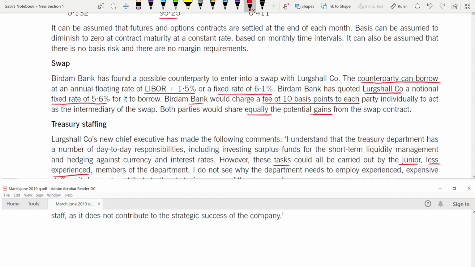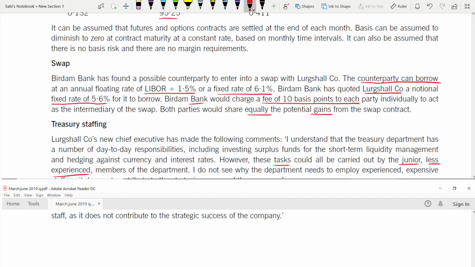So they are saying that whatever is currently done by the treasury department, they can delegate to some junior, inexperienced staff. It is not needed to be carried out by experienced and expensive staff because they think that the role of the treasury department is not contributing to the strategic success of the company. So now your role is you have to either support the statement or go against the statement. But remember, whatever you do, you have to justify. Of course, by looking at the statement, it looks very unlikely that anyone will support it, but we'll see the answer.